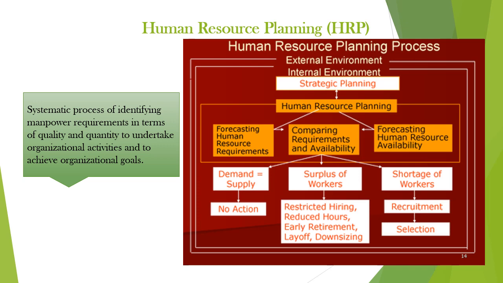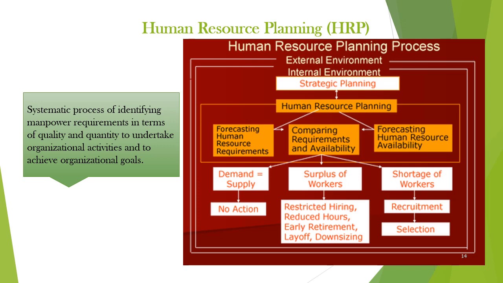So if you go to see, there are 3 actions that could be taken if you find a difference. The first action is no action, where your demand is equal to your supply. The second one is surplus. If there is a surplus, you will reduce the working hours, you will give them VRS, you will lay them off, you will downsize. And if there is shortage, you will go for recruitment and selection.